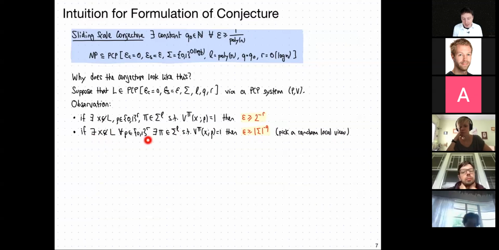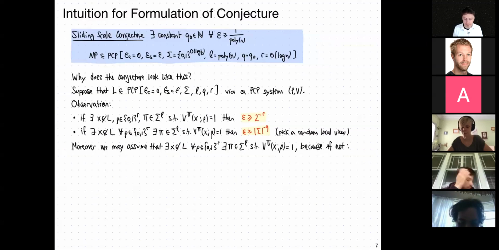And if you look at the constructions of PCPs we've had, if you give me the randomness, it's always possible for me to concoct a local view that makes the verifier accept. Okay, this is generally something that can be done for natural PCPs.